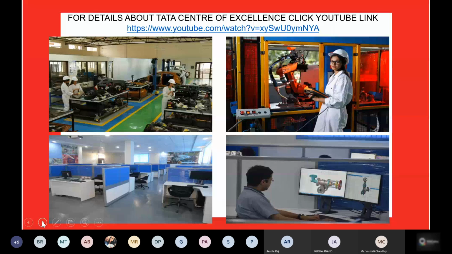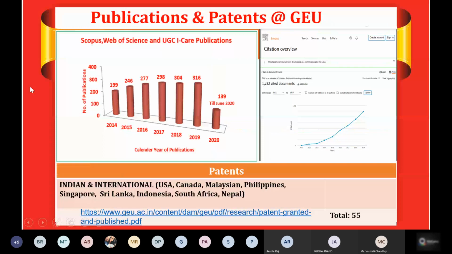Okay, this is a very important slide. Here I am showing the publications and patents at Graphic Era University. This is just an idea. Okay, the university is doing research, and the research work is published in different journals which are indexed in Scopus, Web of Science, or UGC. So here it is showing the number of publications on the y-axis, and the x-axis is the year, subsequent years, and in 2020 it is going ahead.